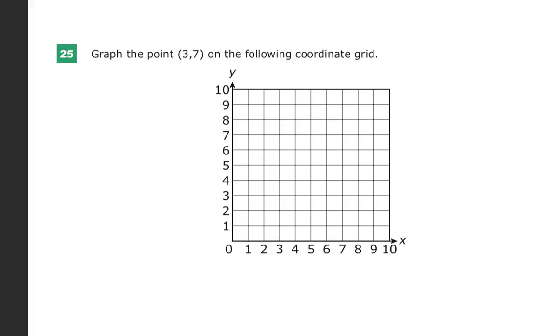This is question number 25 on the TNReady math practice test. We're in subpart 3, which means calculators are allowed. I have no idea why you would use one on this one, but you could, I suppose. Graph the point 3, 7 on the following coordinate grid.